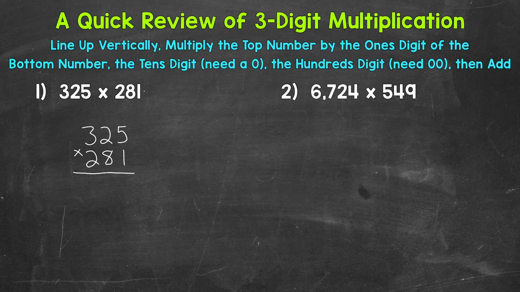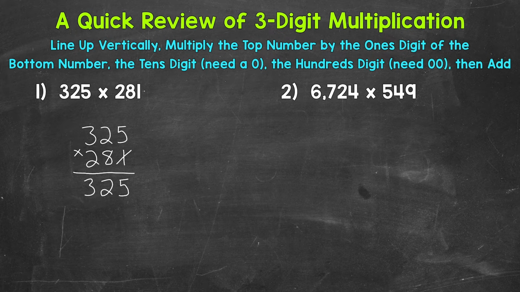So we'll start with 1 times 5, which is 5. Then we have 1 times 2, which is 2. And then 1 times 3, which is 3. So now we're done with the ones digit of our bottom number. So I'm going to cross it off. I'm going to cross things off as we finish up with them. That way we avoid confusion moving forward through our process.